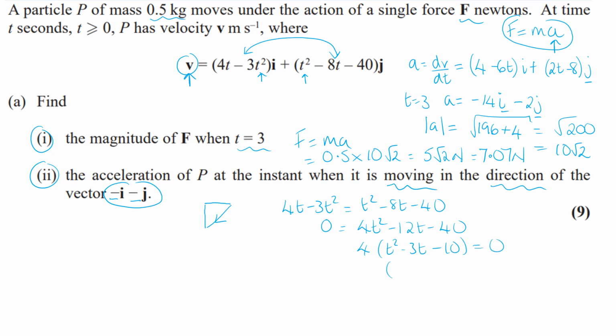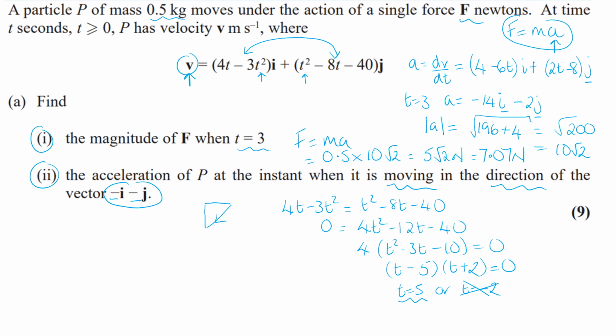That's only going to happen if we factorize that bracket. It'll be (t)(t). We need a 5 and a 2. We need minus 5 and plus 2. So that's going to tell us t equals 5 or t equals minus 2. We can't have time being negative, so t is equal to 5.